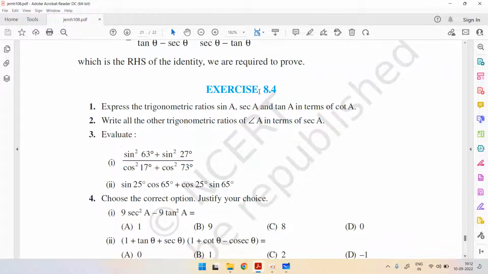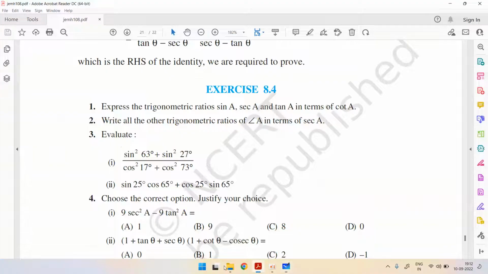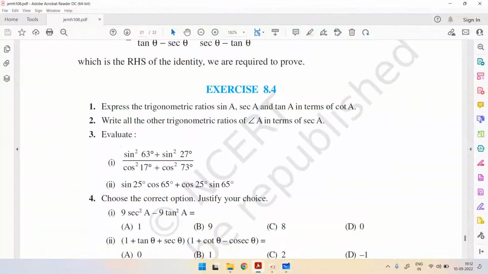Now jumping to exercise 8.4, question number 1 says: express the trigonometric ratios sin A, secant A and tan A in terms of cot A. So this is exercise 8.4, and this is question number 1. You need to express sine A, secant A, and tan A in terms of cot A.